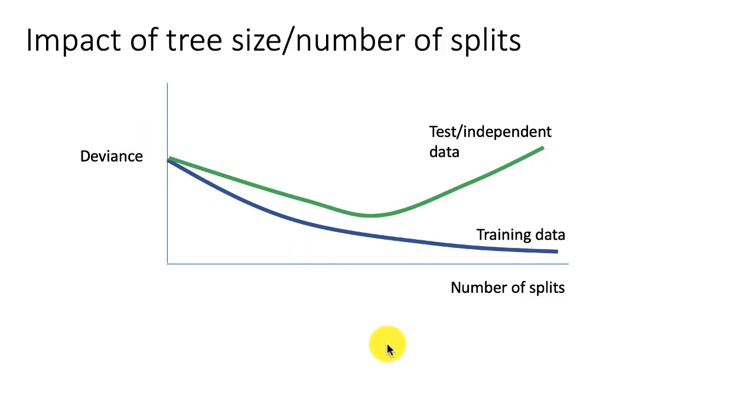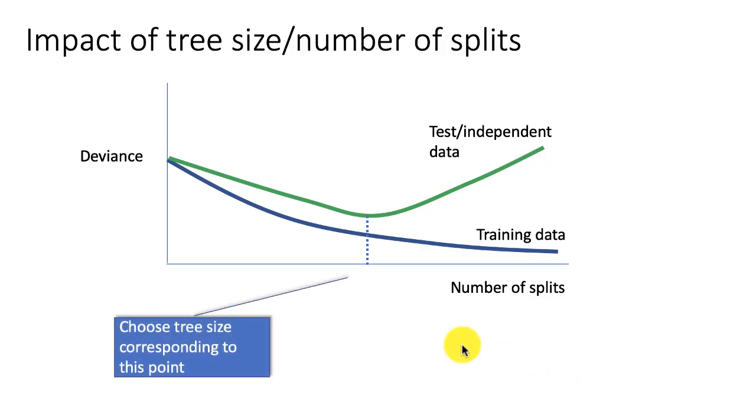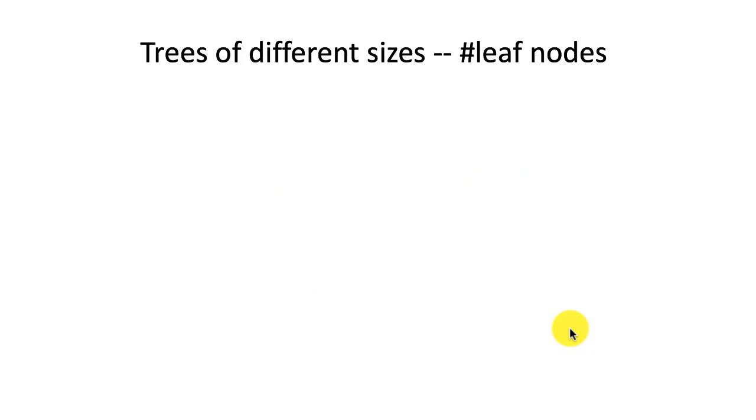So what we are really looking for is this point. Theoretically, that is the point at which the performance on independent, unseen data is the best. So ideally, what we are saying is we want to build a tree which is of that size. That's really what we want to try and do. So we want to choose a tree corresponding to this.